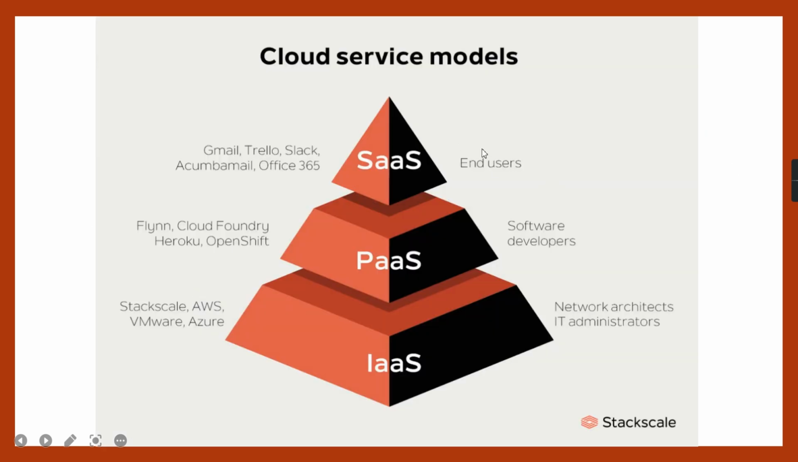So, who are the users? These are the users. The network architects and IT administrators use infrastructure as a service, and they use applications such as StackScale, Amazon Web Service, VMware, and Azure for their work. Network architects and IT administrators mean a lot of technical work. They have to design an entire network, and develop the entire storage network. So they know a lot of things in detail, and they have a lot of knowledge of hardware.